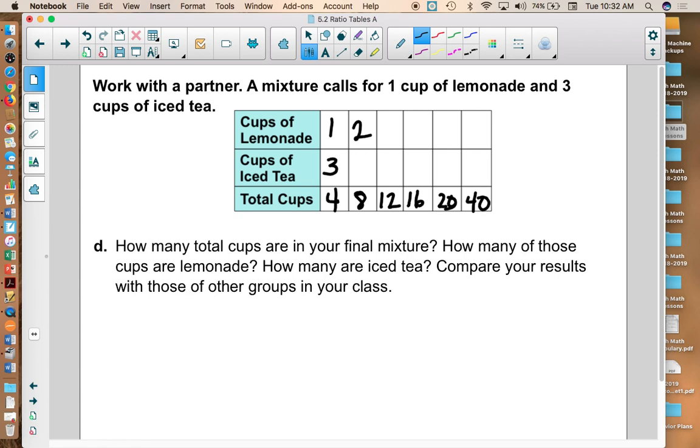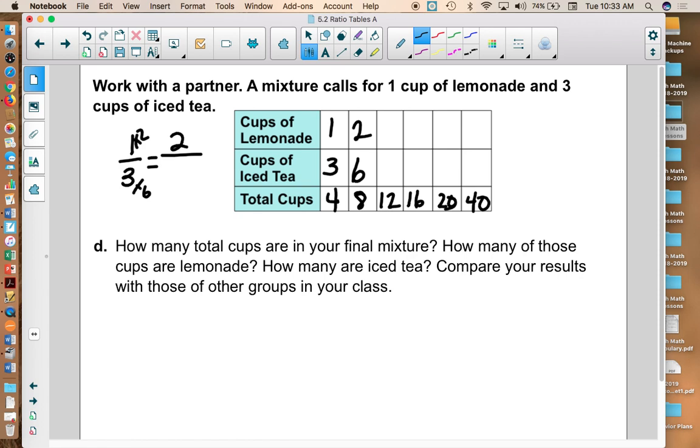How'd I go from 1 to 2? Did I divide or multiply? Multiplied by what? By 2? Okay. So if I remember, a ratio can be written like a fraction. If I multiply the numerator by 2, what do I have to do to the denominator? Multiply it by 2. So if I have 2 cups of lemonade, how many cups of iced tea do I have? 6. Good job. Okay? Now I'm making it even bigger. So altogether, do I have 8 cups? Does it add up? Yes.